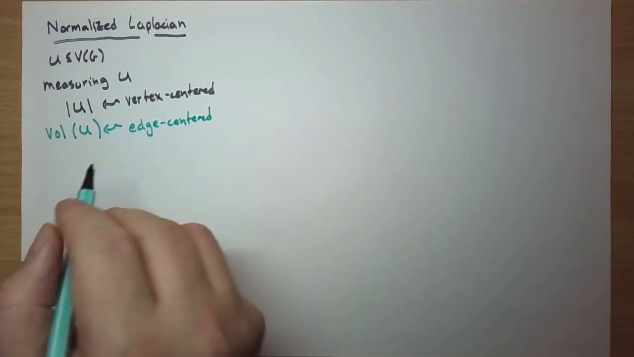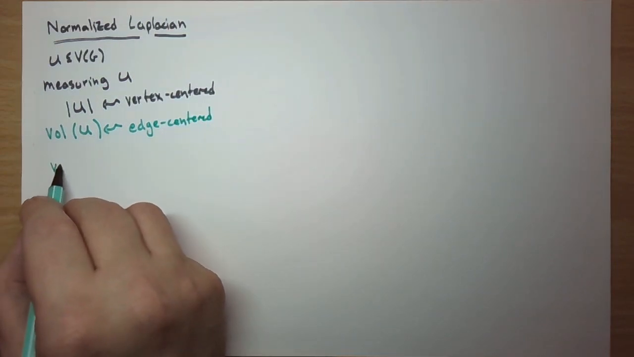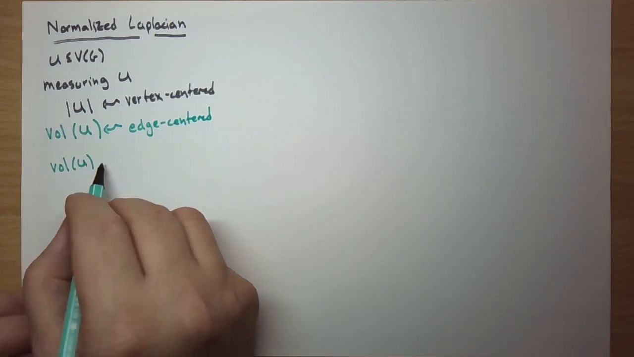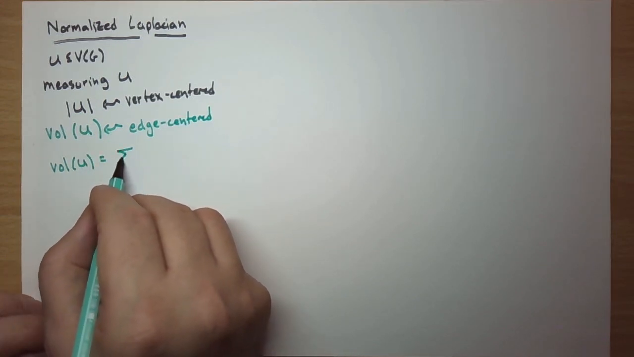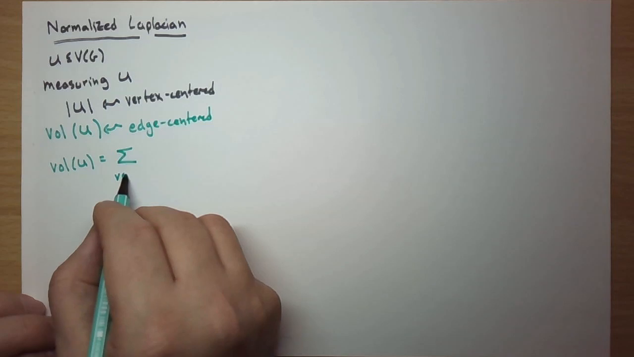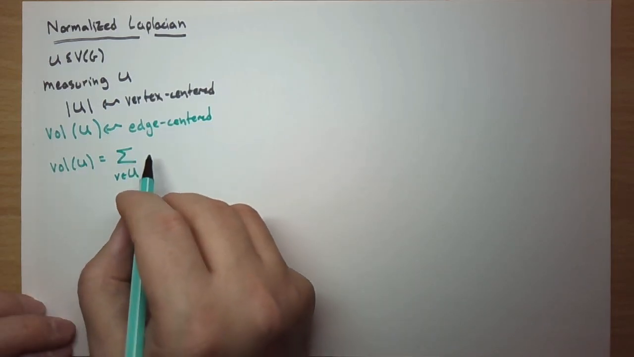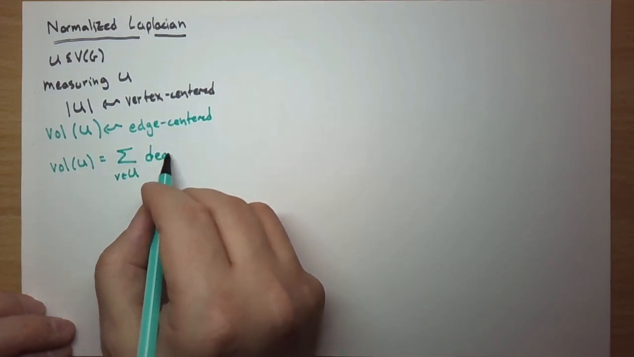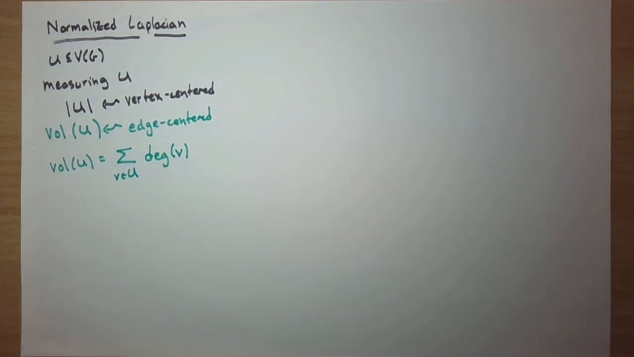And so how do we do it? Well, the definition for the volume of a subset of vertices is you sum over all the vertices v in your set U of the degree of v. So that's our volume. Essentially, you should think of the volume as how many connections are there inside U, or how many connections does U have?